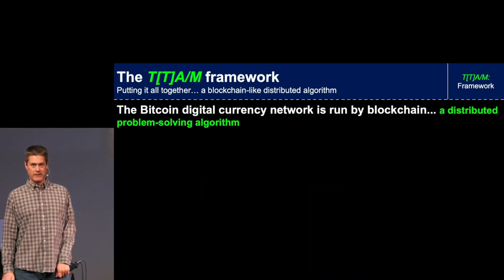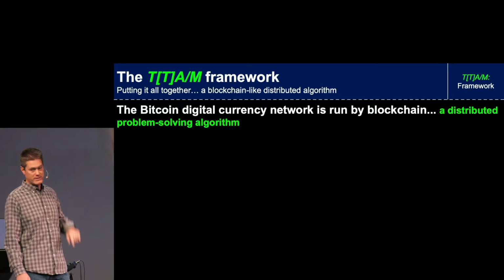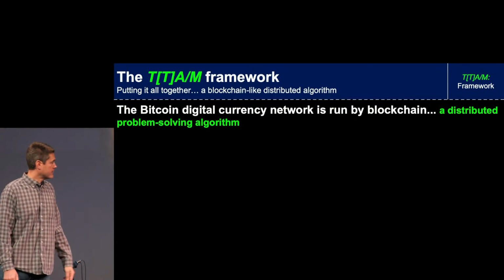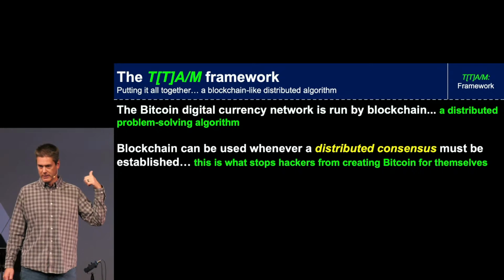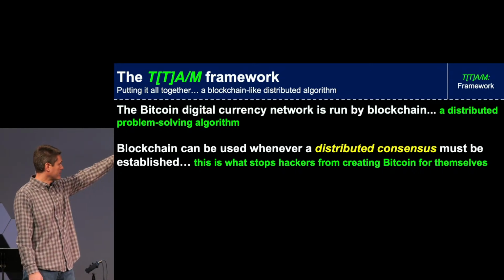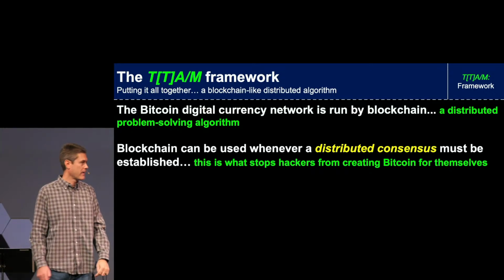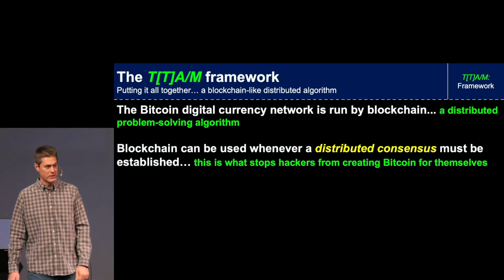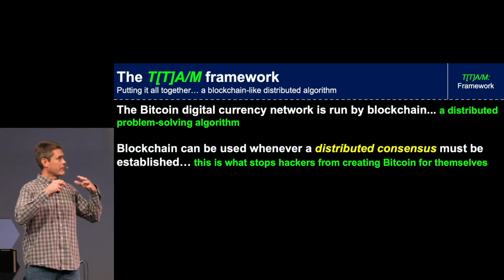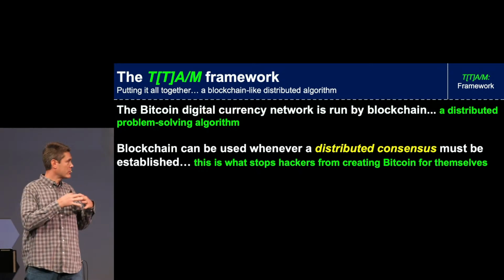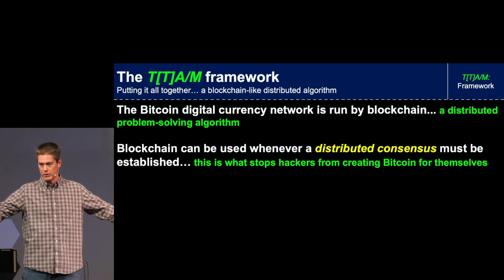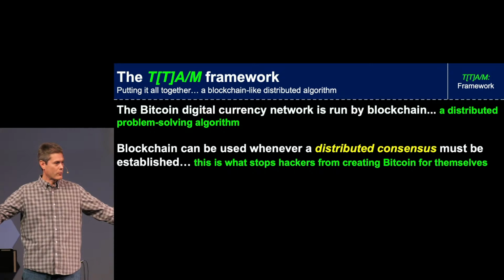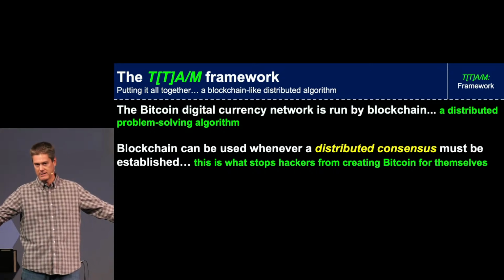It's run by something called blockchain, which is a distributed problem-solving algorithm. It's computer code, distributed, and problem-solving. And blockchain can be used not just in Bitcoin and other digital currencies, but anywhere where you need what's called a distributed consensus. We'll come back to that in a second. And that is actually what stops hackers from creating Bitcoin for themselves and making themselves rich: the number of computers that the algorithm is distributed to is so large, and they all come up with the same answer, that trying to come up with a different answer, you would need to overwhelm that very large computer network. It's next to impossible to do.